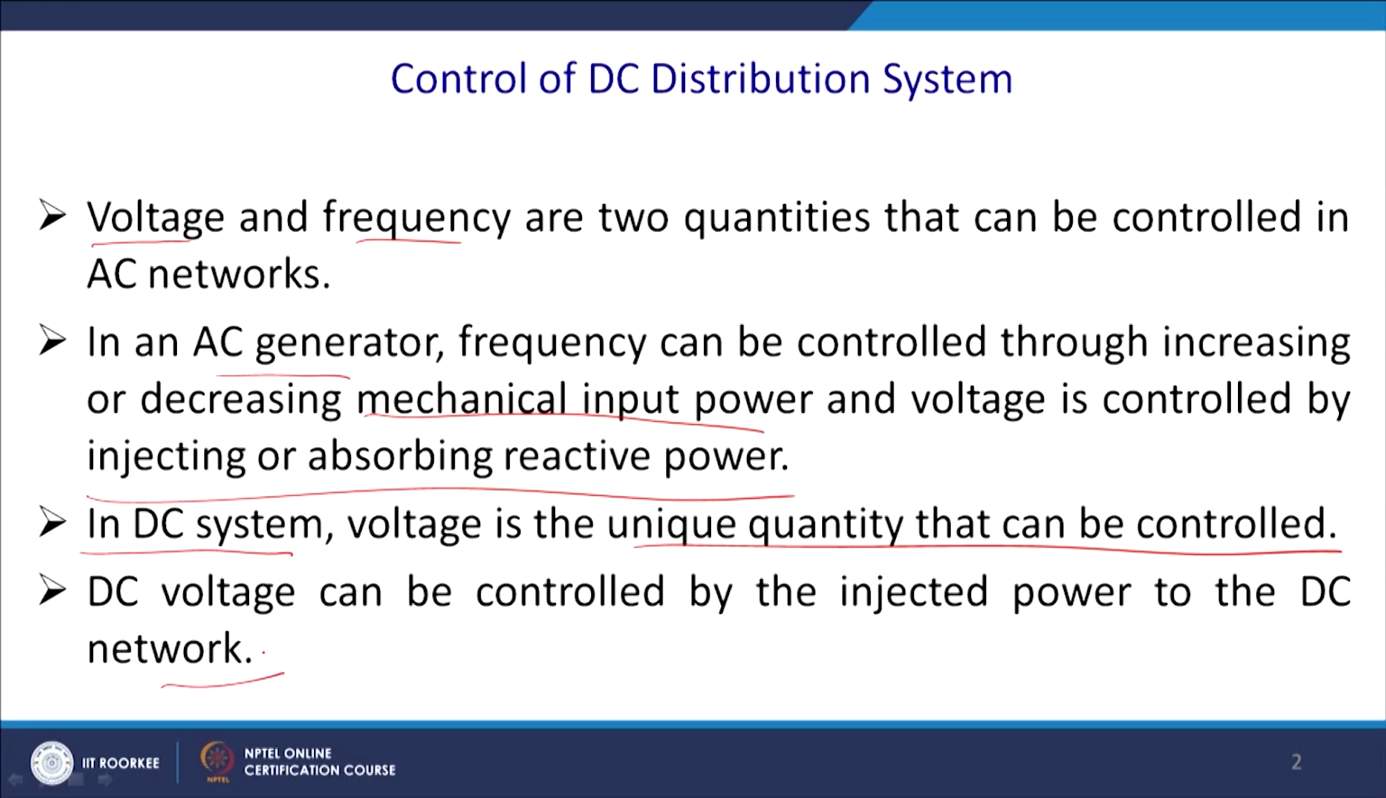DC voltage can be controlled by injecting power into the DC network, and it can also take power out of the DC network. That control has to be managed. Just as frequency changes when the demand increases, the bus voltage will droop, and we require to control this droop. That is the basic essence of the DC microgrid.